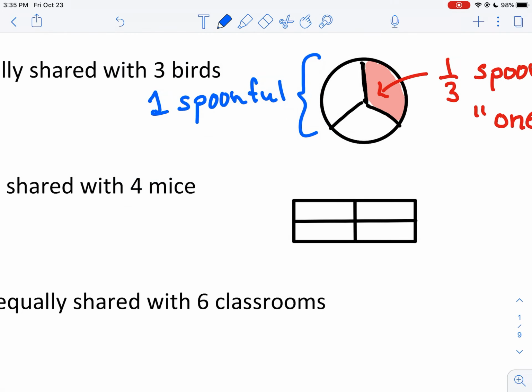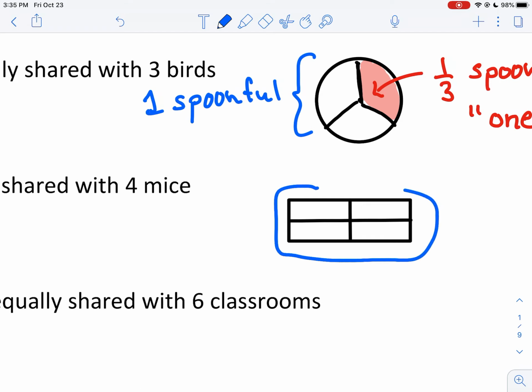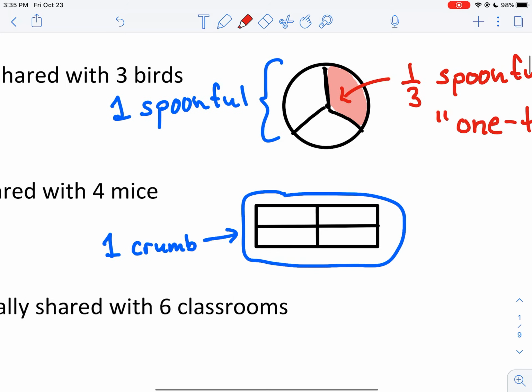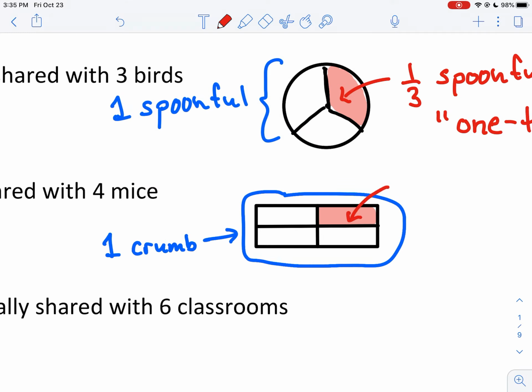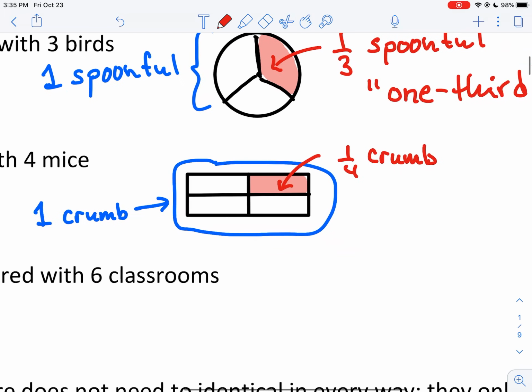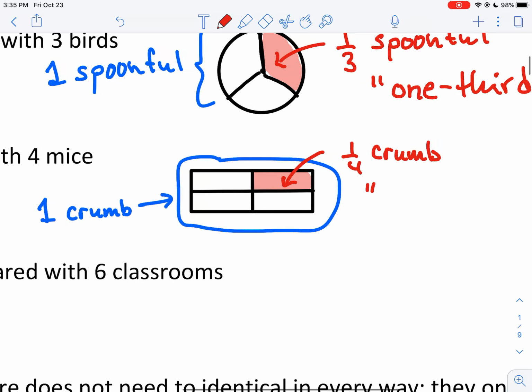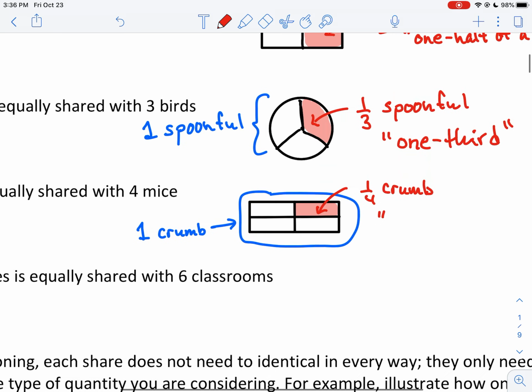As long as you see 4 equal portions, the entire rectangle represents 1 crumb, but one of these portions represents 1/4 of a crumb. So 1/4 crumb. And with fourth, you can actually say this one a few different ways. This one does follow the tradition of just putting a th at the end of it. So one fourth.